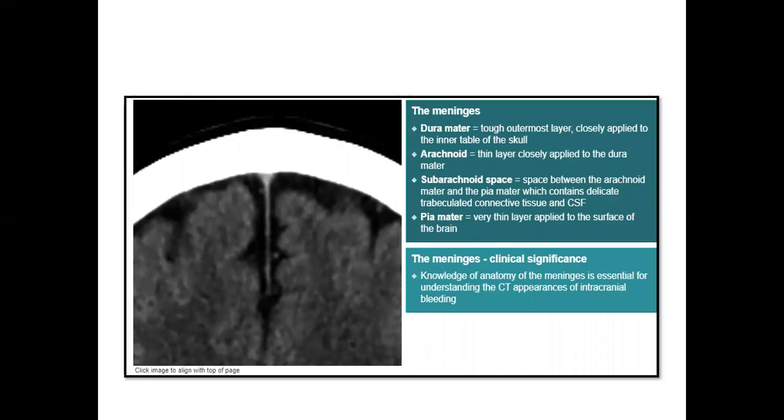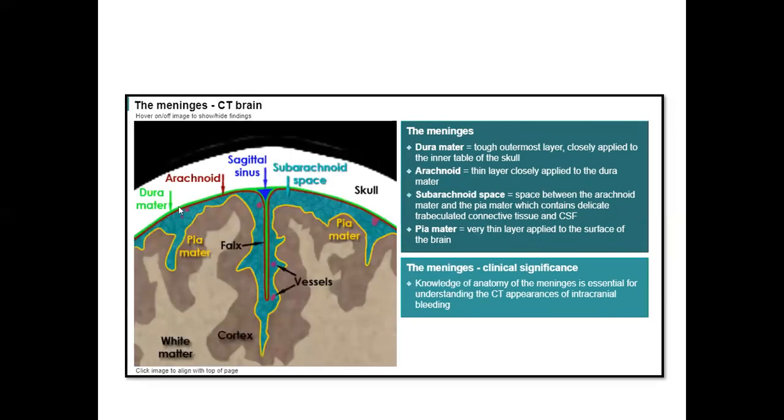enhancement. So if you see here, dura is the toughest layer, arachnoid is thin, closely applied to the dura mater, and the subarachnoid space is between the arachnoid and pia mater. Pia is the surface of the brain. You can see here, the dura mater is the green, arachnoid is the brown, subarachnoid space is the structure where you can find vessels, and this is the falx. The falx is part of the dura, and this combines with the sagittal sinus here. And the yellow structure attached to the brain is the pia mater.